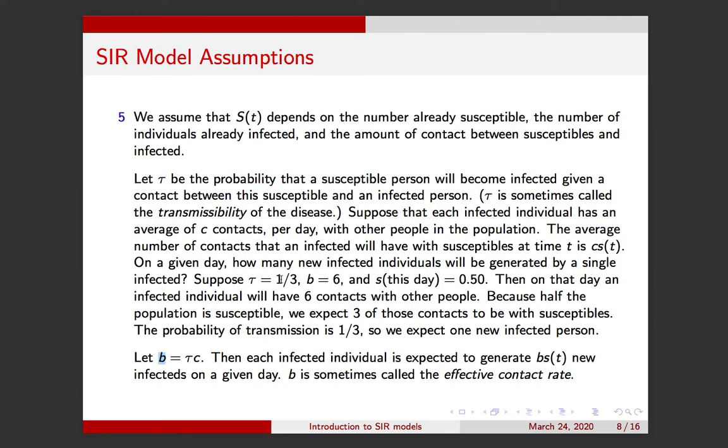Again, it's just this multiplication. Probability of transmission, number of contacts I have, times the fraction of people that could actually get the disease. So the takeaway from this slide is this. On a given day, 1 sick person generates that many new sick people, according to our assumptions.